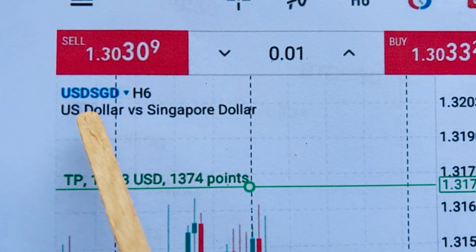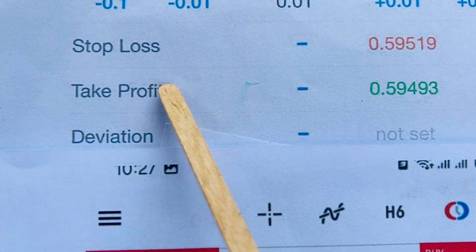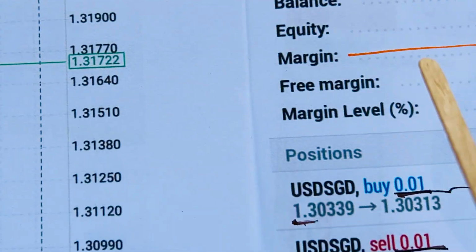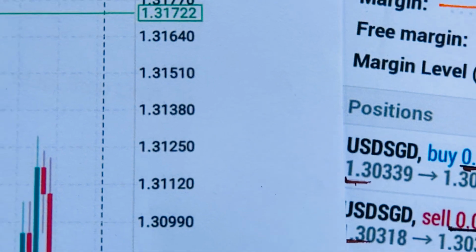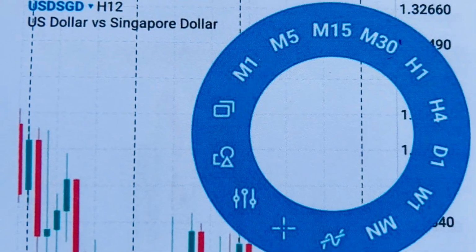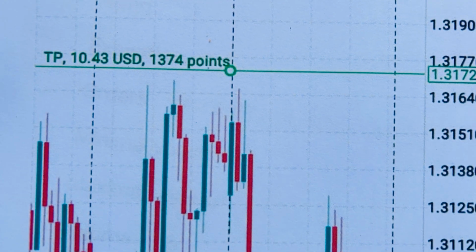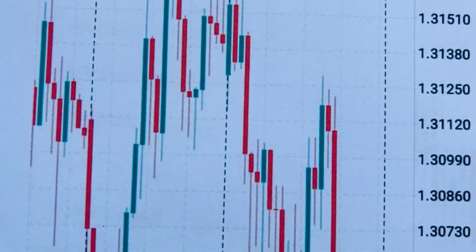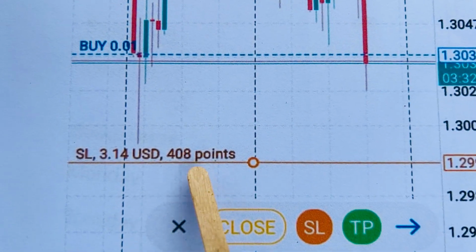Proper risk management. US dollar versus the Singapore dollar. Lot size, stop loss, take profit, points, margin, and time frame. Now, in actually risking in the market or applying proper risk management, the first thing you must understand is the value of these points.